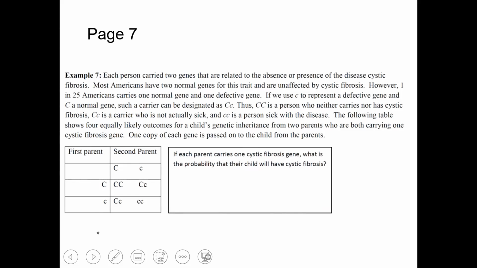All right, so with that said, let's go ahead and take a look at this. This is on page 7 of your notes. Okay, so let's take a look at this. Go ahead and read this. It's in regards to parents, the male and the female parent, passing on the genes to their child, the likelihood of their baby having cystic fibrosis.